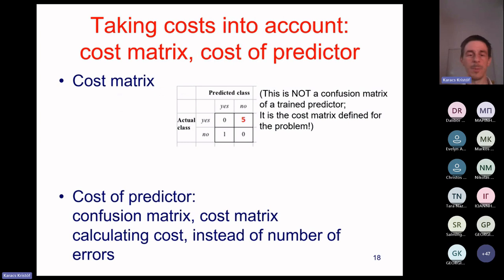To be able to cope with these, we can define a cost matrix. And pay attention, this is not a confusion matrix. This is a cost matrix, which tells you what is the cost corresponding to the given cell in the confusion matrix. So the size and the shape is the same for the cost matrix, but the numbers have a very different meaning here.